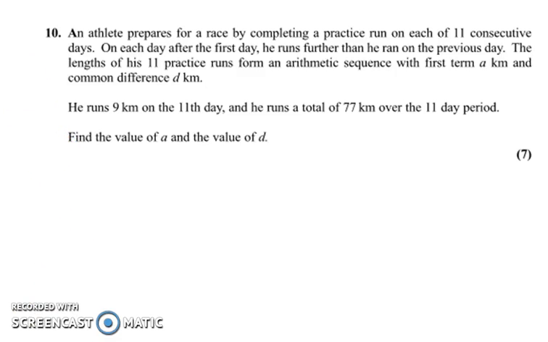Okay, on to the third video for the C1 sequences and series questions. We've got an arithmetic sequence formed by how far an athlete prepares for a race. We're told in the question that for the 11th term he runs 9 kilometres. So using U_n equals a add (n minus 1)d, we're told that the first term is a and the common difference is d. The answer to the 11th term is 9.